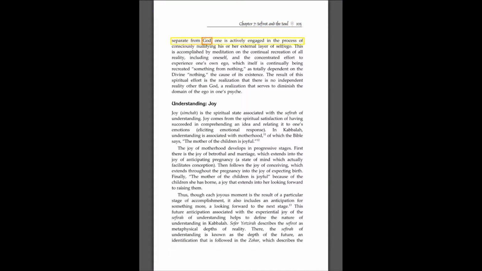separate from God, one is actively engaged in the process of consciously nullifying his or her external layer of self-ego. This is accomplished by meditation on the continual recreation of all reality, including oneself, and the concentrated effort to experience one's own ego, which itself is continually being recreated something from nothing, as totally dependent on the divine nothing, the cause of its existence.